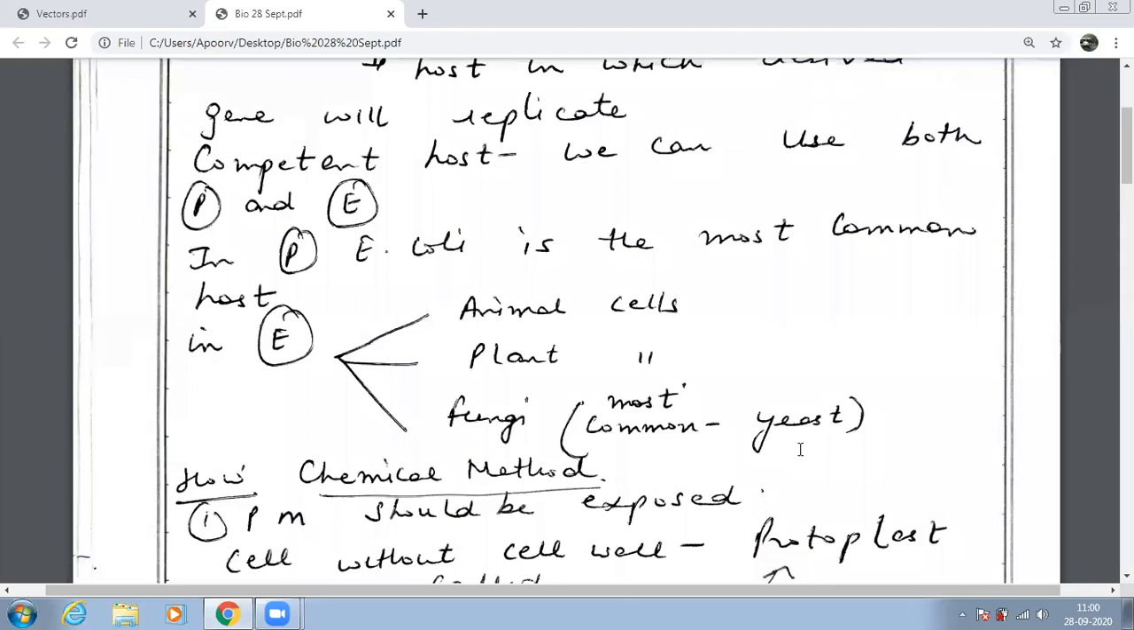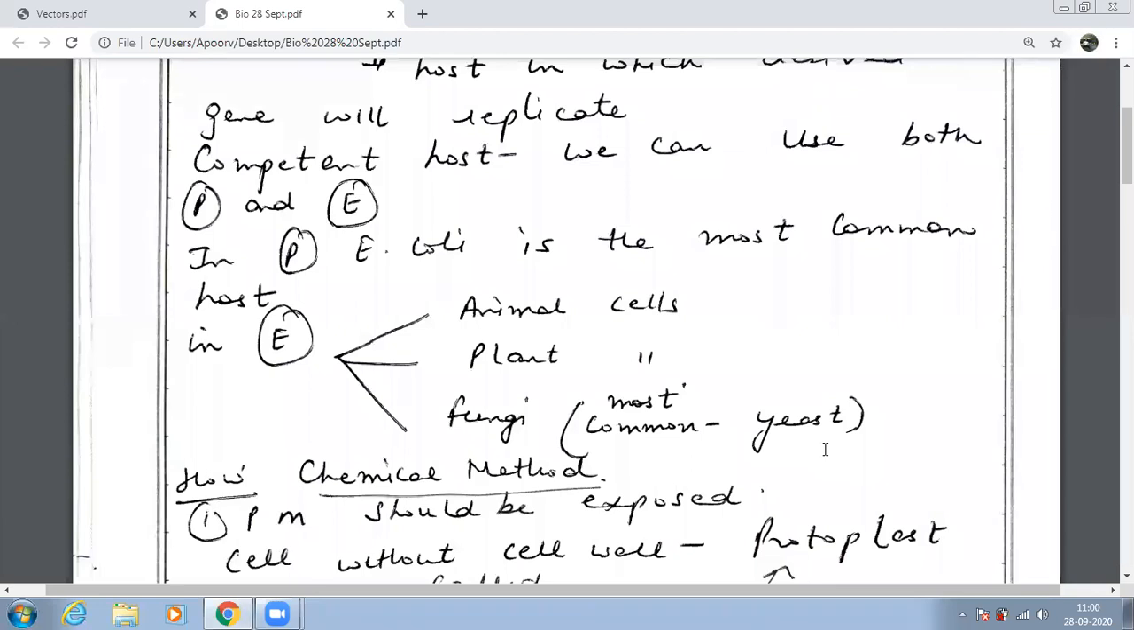Yeast. So you will see normally in maximum cases we insert a gene of interest in E. coli. If you remember the first example I gave you, there also we had used E. coli plasmid. So E. coli is the most common competent host which is used in prokaryotes. In eukaryotes we have certain animal cells, plant cells and fungus cells. If it is fungus, then the most common competent host is yeast. Now, how to make your host competent? Clear, everybody? This is very important.